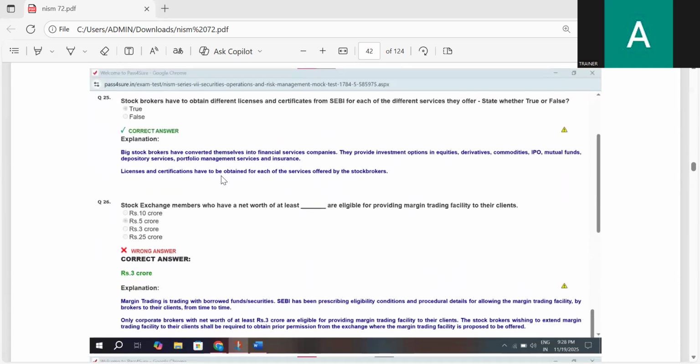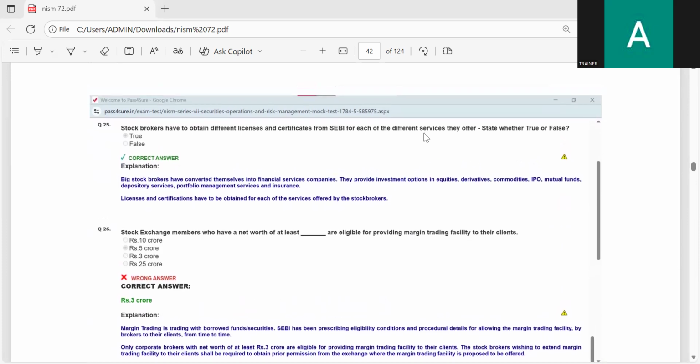Stockbrokers have to obtain different licenses and certifications from SEBI for each of the different services they offer. State whether true or false. True.